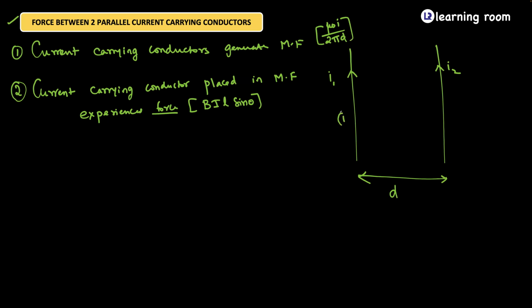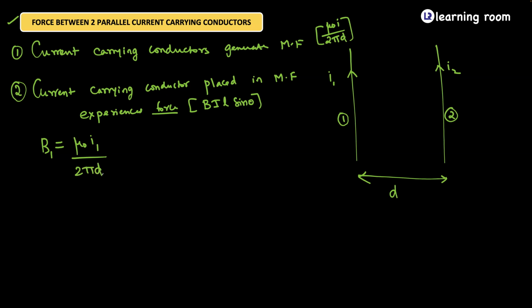Okay. Now, if I take this conductor to be 1 and I take this conductor to be 2. I'll go step by step. Tell me, what is the magnetic field generated due to the first conductor near the second conductor, or on the second conductor itself? It is going to be mu naught I1, because the current in it is I1, divided by 2 pi d.